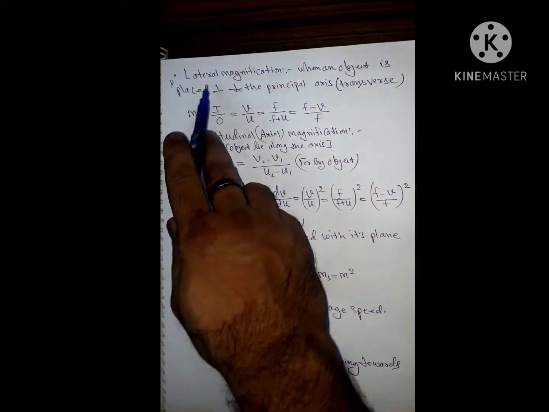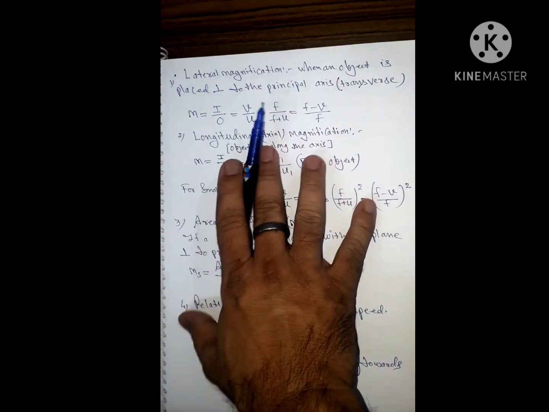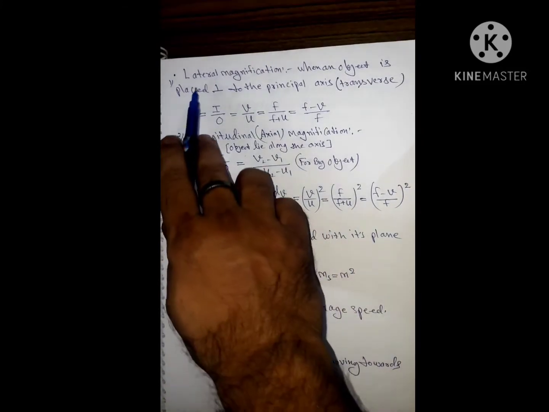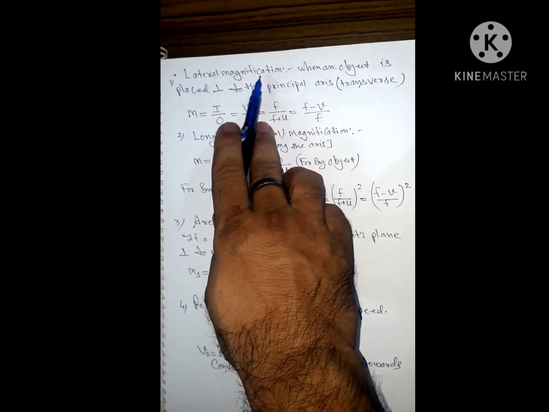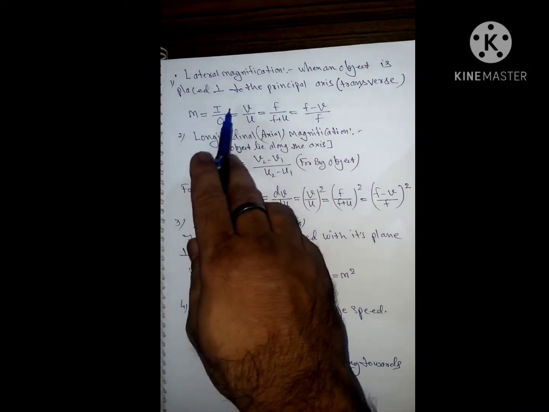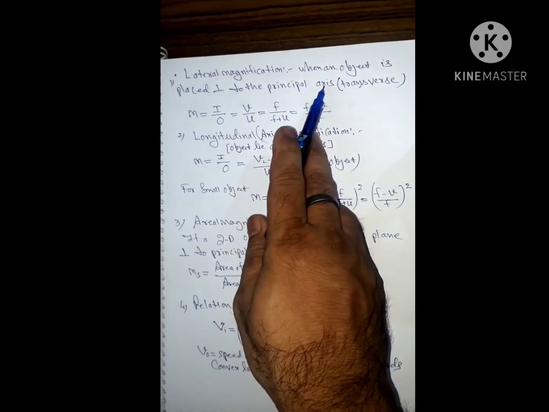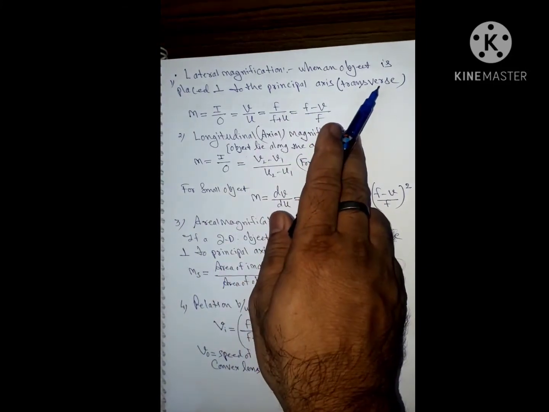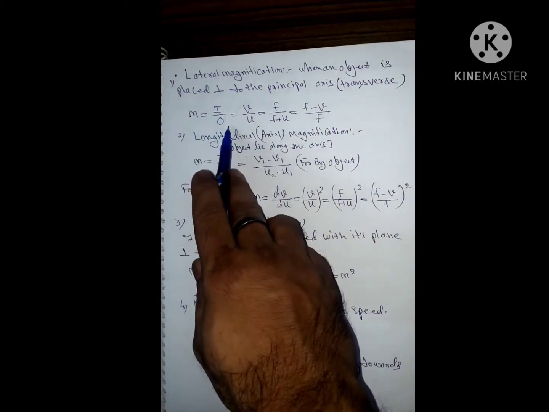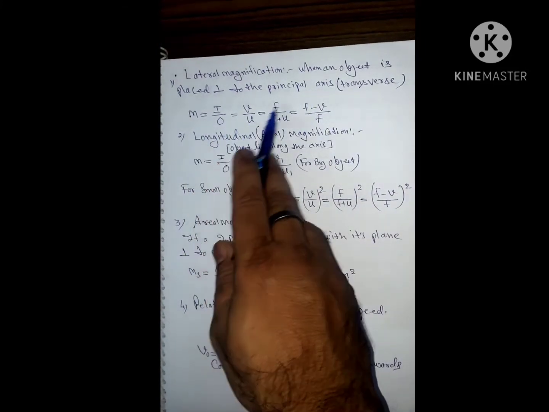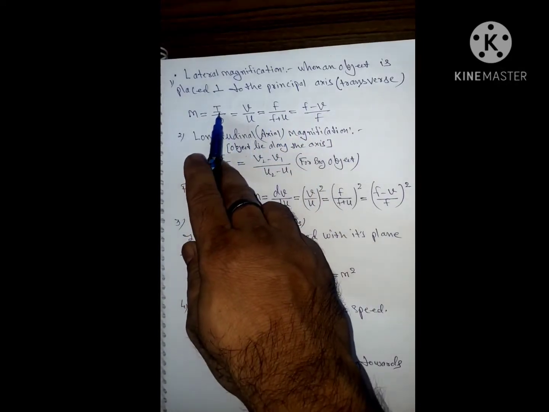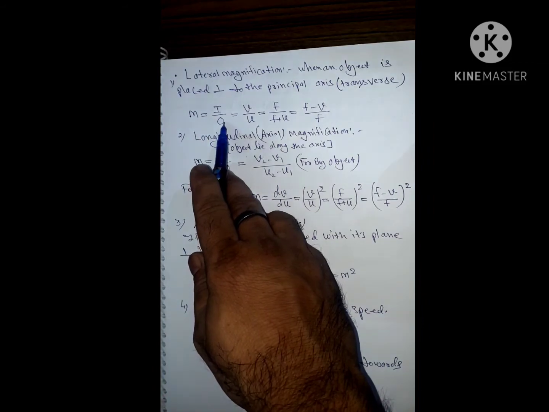Okay, students, now magnification is very important, so pay attention. First one is the lateral magnification. When an object is placed perpendicular to the principal axis, this is also called transverse magnification. M is equal to I/O is equal to V/U is equal to F/(F+U). Remember the formula, where I is the height of image and O is the height of object.